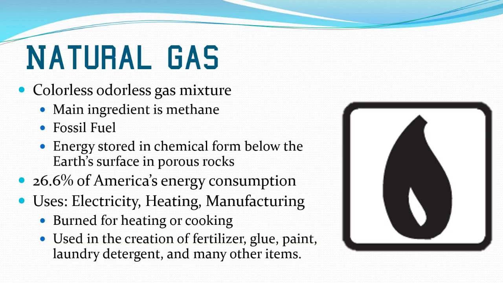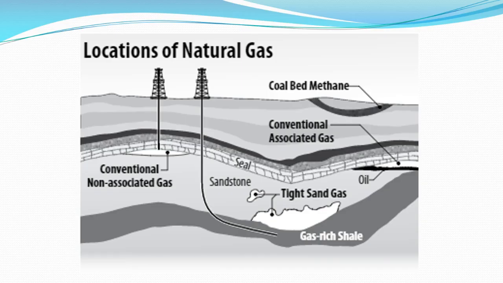Anytime you turn on a gas burner in your home, or if you have a gas-powered heater in your home, you're using natural gas. Nicor, for example, is a natural gas provider. It's used in the creation of fertilizer, glue, paint, laundry detergent, and many other items. So we use it for fuel, for energy, but also for manufacturing.